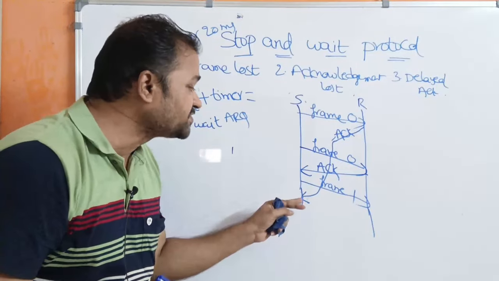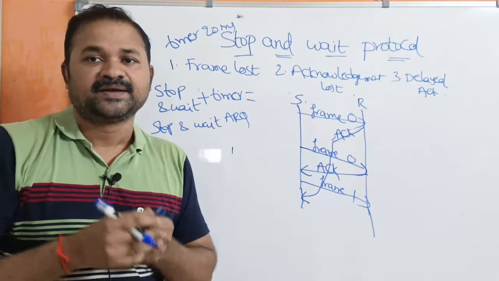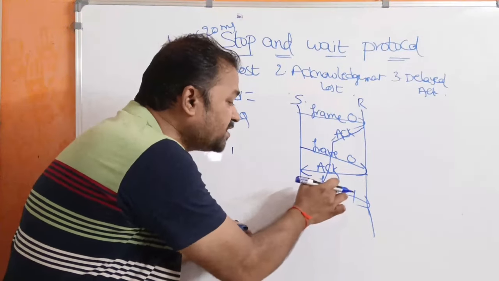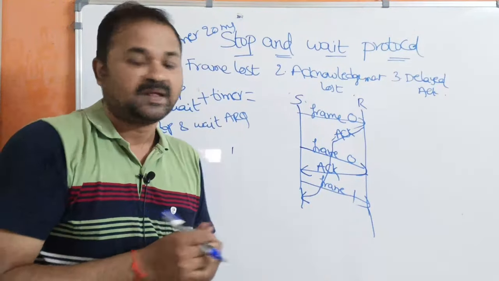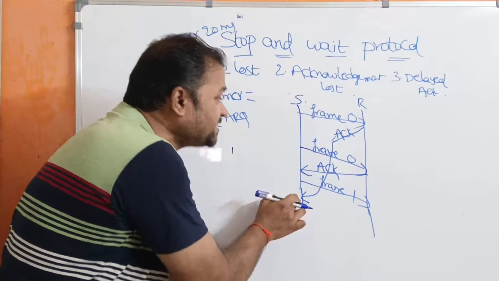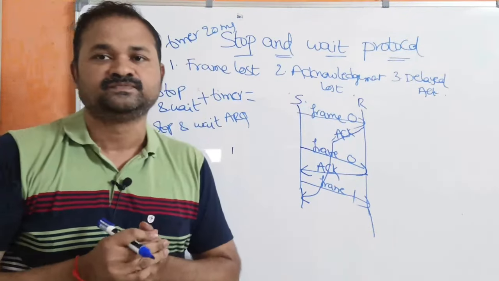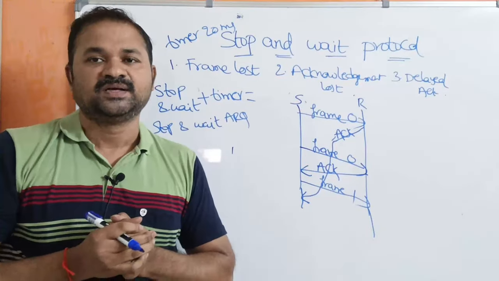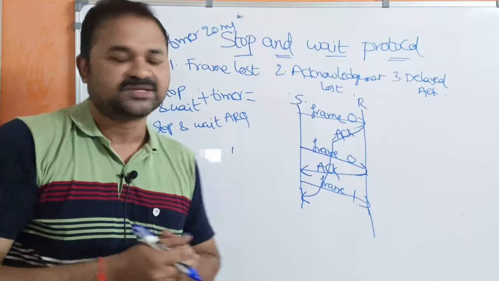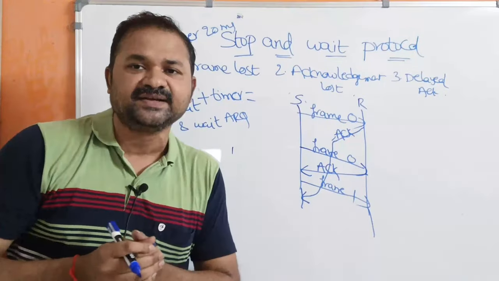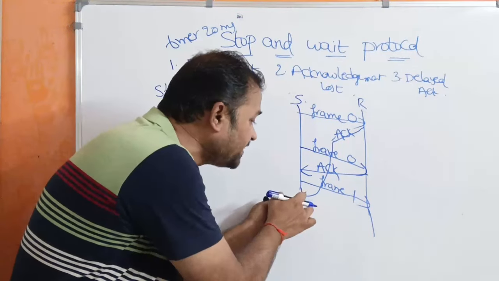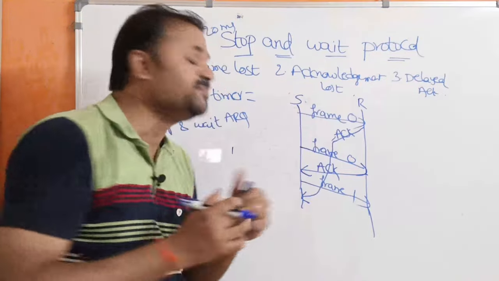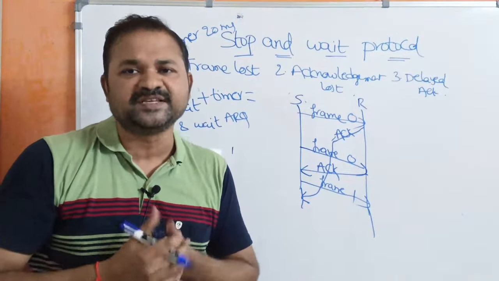So the sender receives this acknowledgement. Now the sender thinks that this is the acknowledgement for frame 1, but actually this acknowledgement is for frame 0. So this is the problem here. After receiving the acknowledgement, the sender thinks that it is for frame 1, but it is for frame 0. So how to solve this problem?